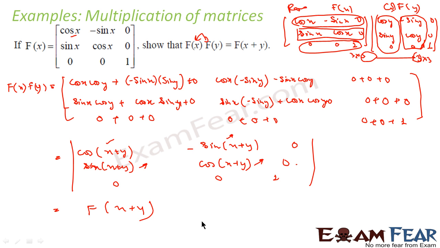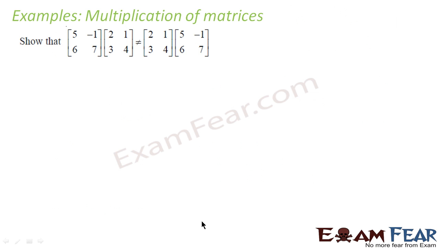So what we have done, we have simplified the LHS, we have used the trigonometry formula and got LHS equal to RHS. We'll take one more example. We have to show that the LHS is not equal to RHS. We are multiplying two matrices. This is, let's suppose, A, this is B, and this is B, and this is A. So we have to prove that A cross B is not equal to B cross A for this particular example.